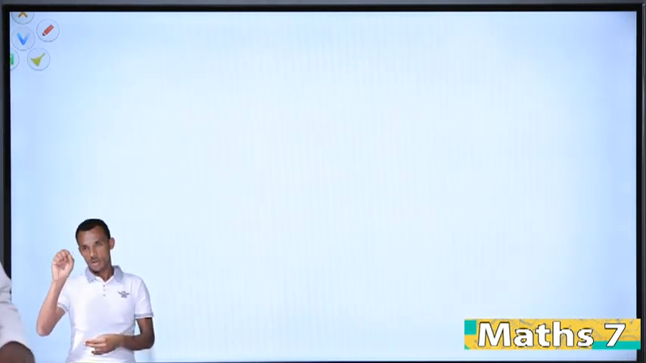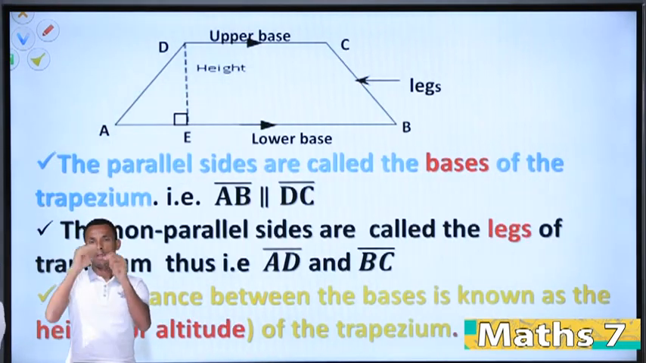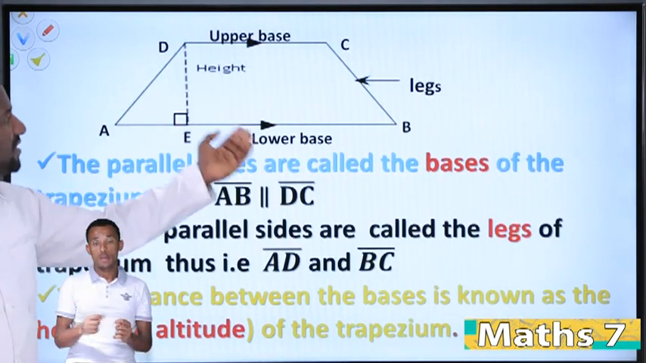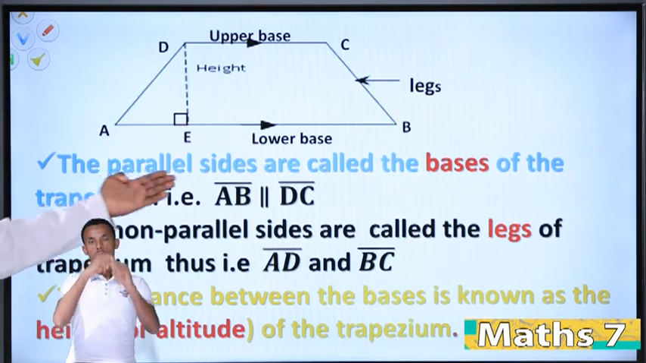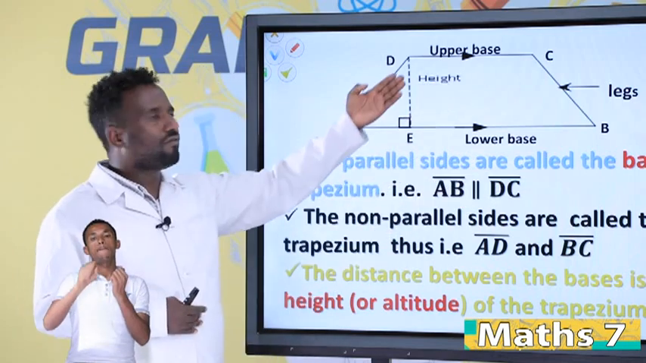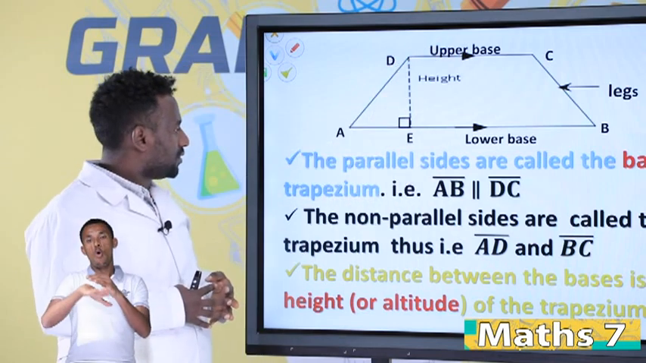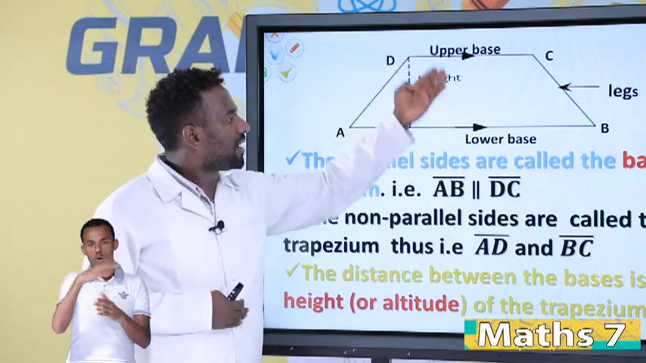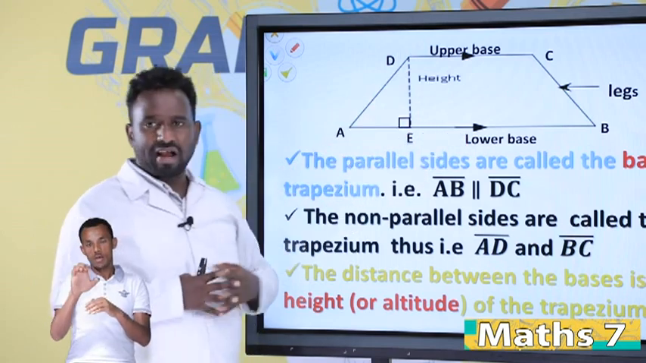Next, on the given figure, a trapezium, which one is the base of the trapezium, the legs and the height. The parallel sides are called the bases of the trapezium. We have what on the trapezium? The upper and the lower base. Always the upper and the lower base are parallel.